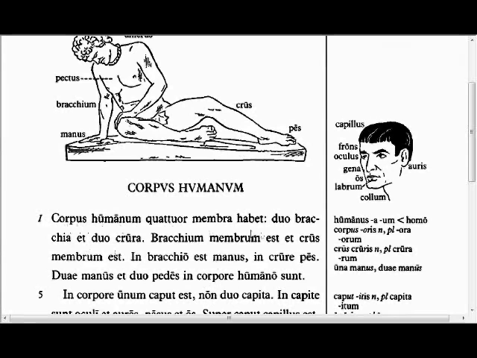The human body has 4 limbs, 2 arms and 2 legs. The arm is a limb, and the leg is a limb. On the arm is a hand, on the leg is a foot. 2 hands and 2 feet are in the human body.